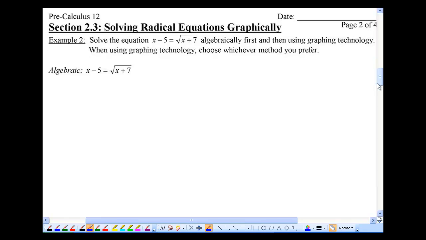Okay, example number 2. We actually solved this algebraically in Math 11, so I'm going to ask us to do that again here. And then afterwards, I want you to solve it graphically to see if you can confirm your answer. Okay? So, what do we do first if we want to do it algebraically? Everyone says, square both sides. Good.